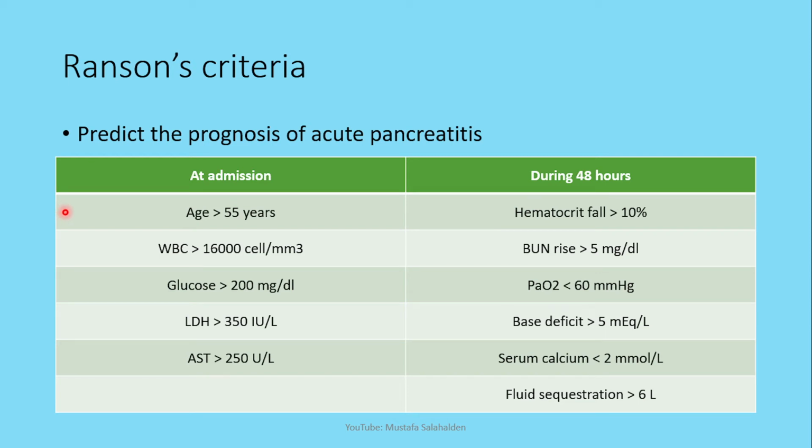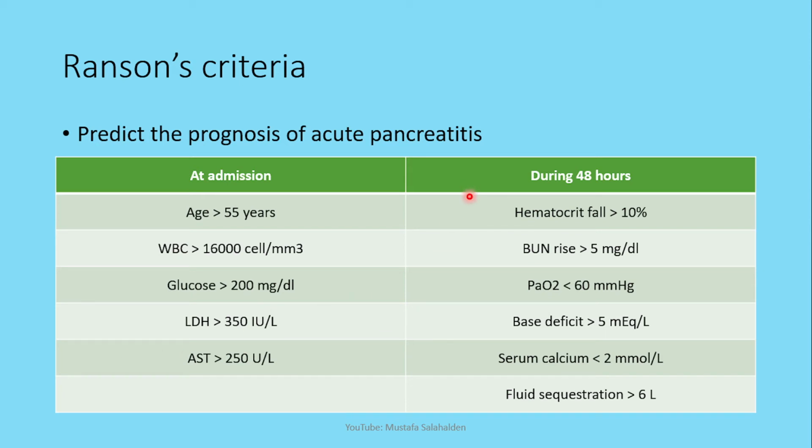the age, if the patient age is more than 55 years, the patient gets 1 point. The white blood count, if it is more than 16,000, this is another point. The glucose, if it is more than 200, also gives 1 point. The LDH, if it is more than 350, also 1 point. The AST is more than 250 also.